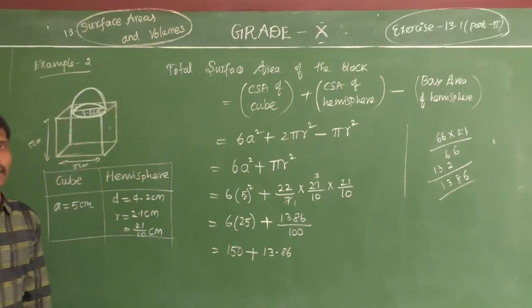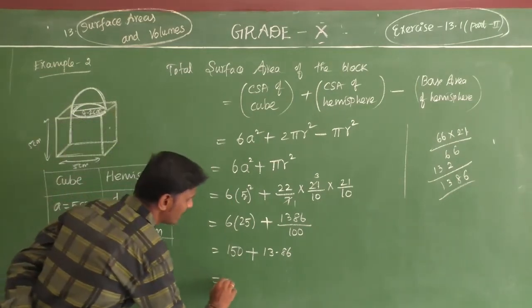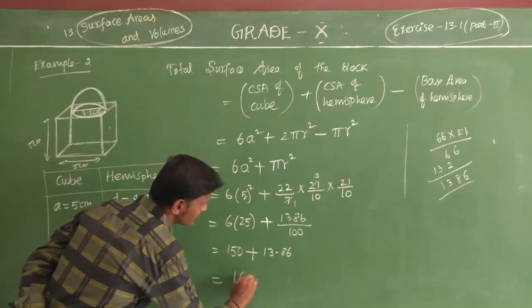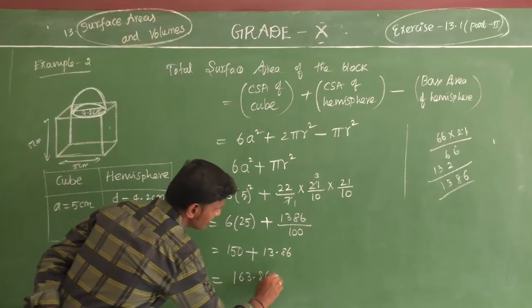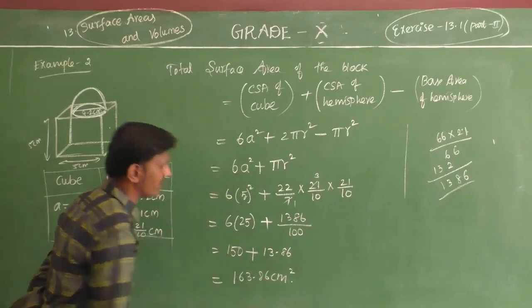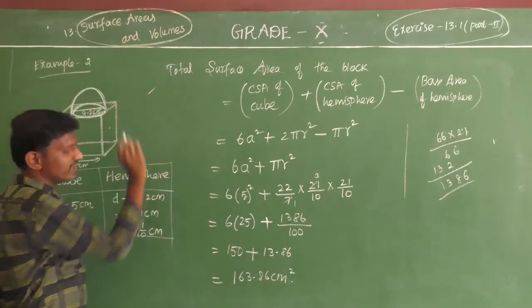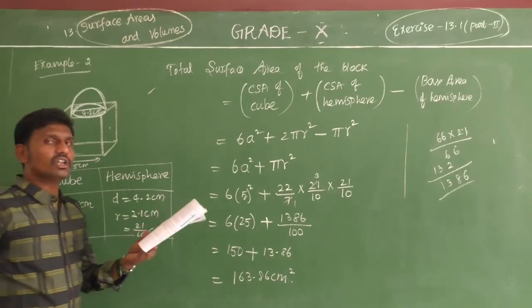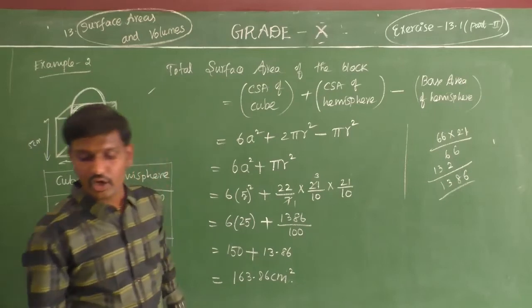13.86. 13.86. Now the final answer, what will come? 163.86 centimeters square. So this is your total surface area of the block. Total surface area of the block. Have you got it, children?